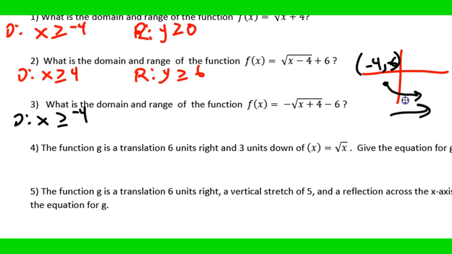Now, right here, that's -6. So with the range, we see that the y values are decreasing, it's going down. So we're going to say y is less than or equal to -6. Okay, like that. Now, let's go ahead and do this one, number 4.